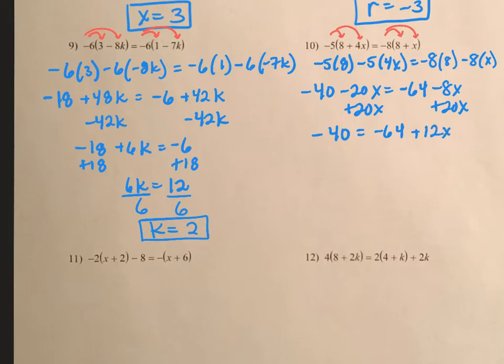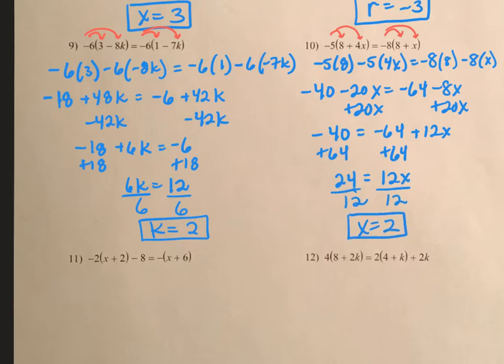Okay, now my next step is to move my constant. So I have this negative 64, so I add 64 to both sides. On the left side, negative 40 plus 64 is a positive 24. My 64s cancel on the right side. I'm left with 12x. My next step, step 5, get rid of my coefficient by using inverse operations. So if it's 12 times x, I use division. So divide by 12. Now I'm left with x equals 2.